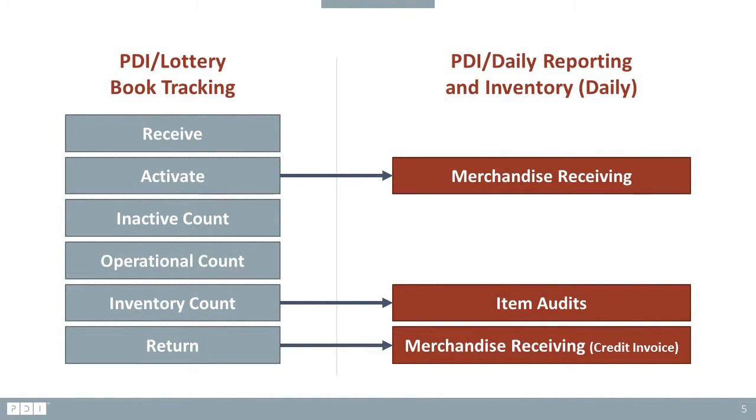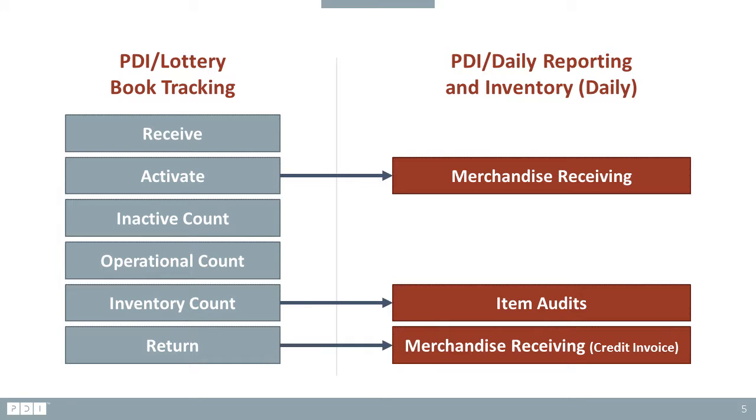Now, I was talking about this lottery book tracking system and its relationship to inventory, and I just wanted to stress that relationship one more time so you can see how this is working. So on a day-to-day basis, there are all these transactions that we use to manage lottery tickets. So as they come into our store, we take a book and we receive the book.